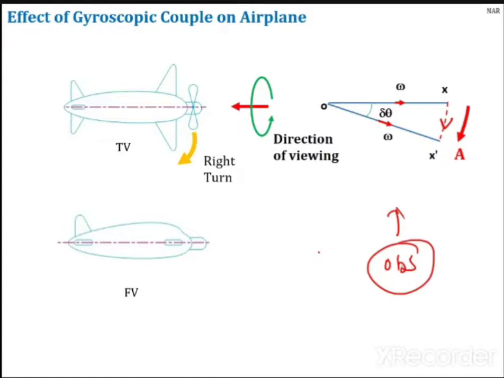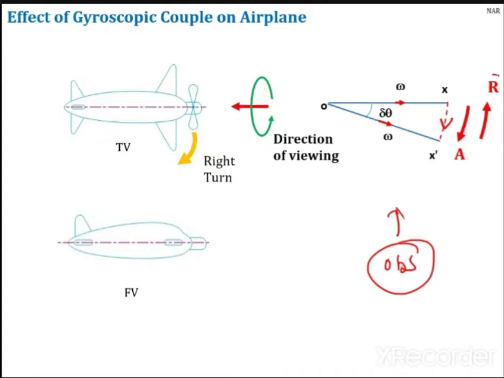So what will be the rotation of the active gyroscopic couple? A means what, active gyroscopic couple or applied torque. तो कसा रोटेट होणार आहे, क्लॉकवाइज का अँटी क्लॉकवाइज, anti-clockwise. अँटी क्लॉकवाइज. का अँटी क्लॉकवाइज, towards the observer. So reactive gyroscopic couple, how will the reactive gyroscopic couple act? Clockwise, because it is away.